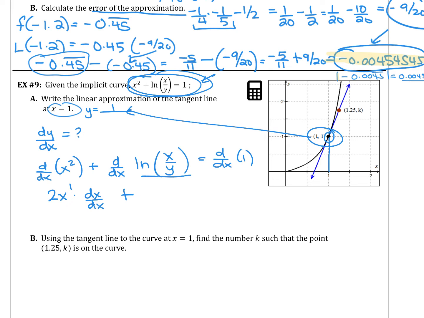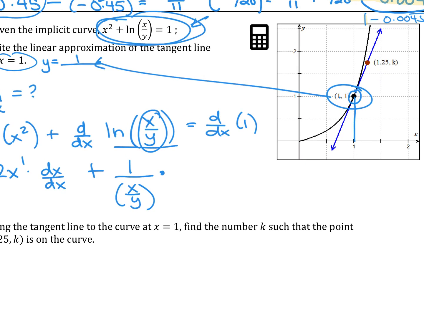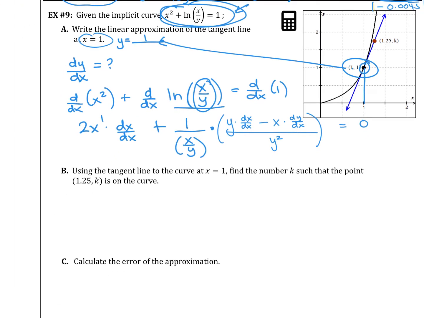If I differentiate here, I get 1 over x over y times the derivative of the inside, which I need to use a quotient for that. So the quotient is low d high, so y times dx over dx, minus high d low, which is dy over dx, and all over the square below, which is y squared, and on the other side I get 0 when I differentiate 1. So I actually end up with 2x to the first is just 2x, dx over dx is just 1.